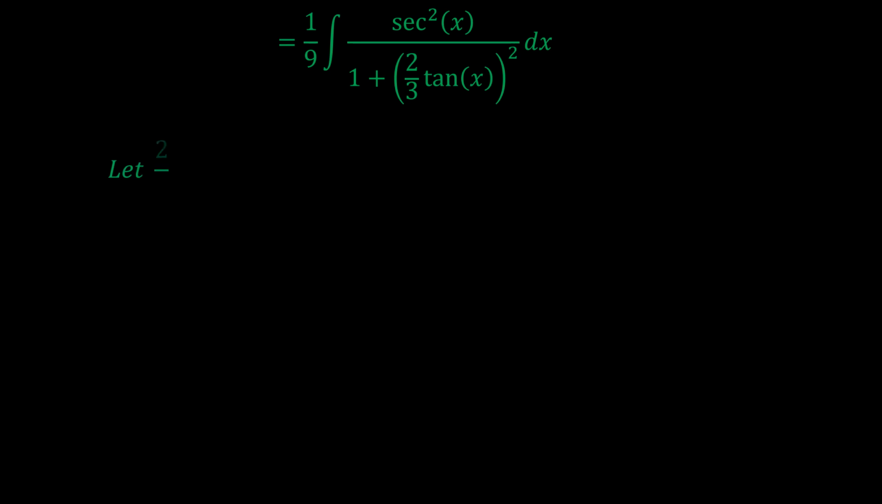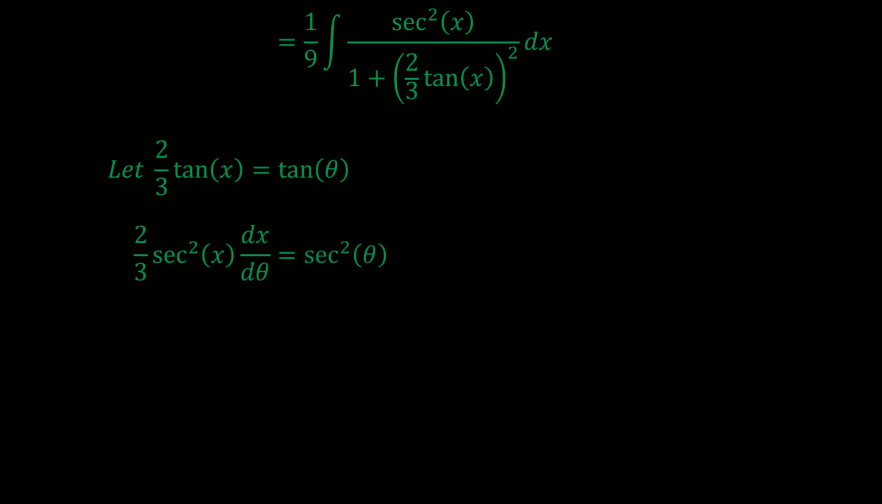And that's what, in fact, I'm going to do. So I'll just say let 2 over 3 tangent x be equal to tan theta. So that 2 over 3 sec squared x dx equals sec squared theta d theta. And what that means is I could substitute sec squared x dx with 3 over 2 sec squared theta d theta.